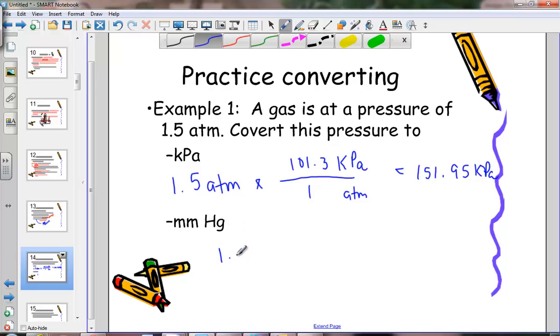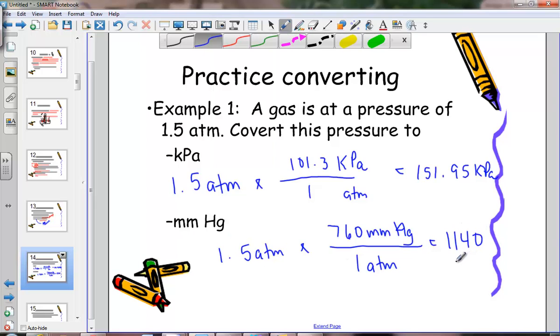Let's do the same. Start with the atmosphere, but this time we're going to convert into a millimeter mercury, which I commonly call just mmHg, which again is what our laboratory barometer will read. I know that 760 millimeter mercury is equivalent to 1 atm, so that's an easy enough conversion, 1.5 times 760, and here we're looking at 1140 mmHg.